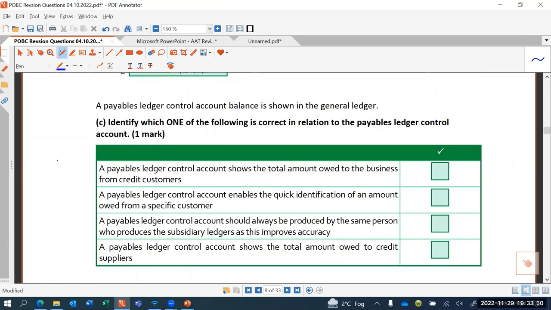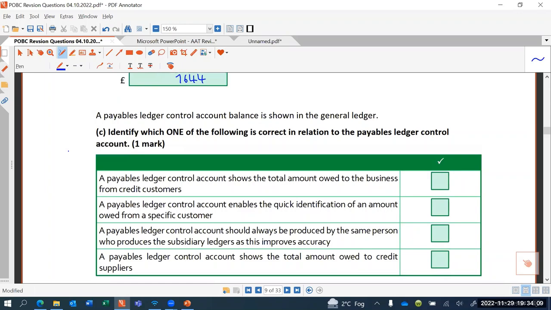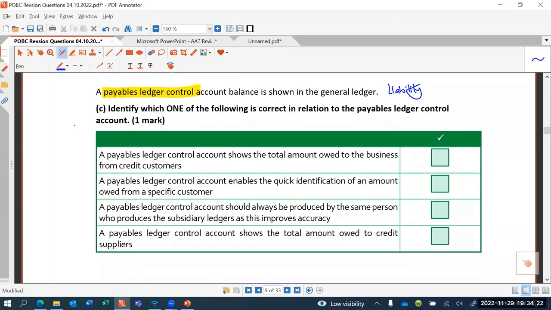All good. Thank you so much. So one mark here. This one says a payables ledger control account balance is shown in the general ledger. A payables ledger control. Payables ledger, that's how much we owe to our suppliers. So this payables ledger account is what I would call a liability. It shows the amount that you owe to your suppliers. And it's showing in the general ledger.